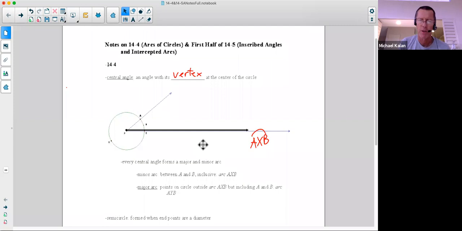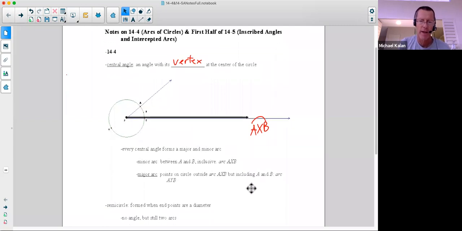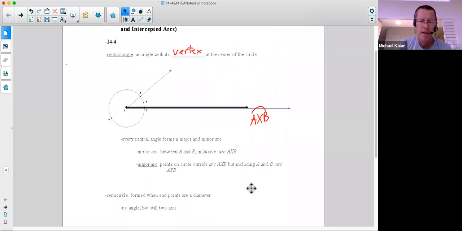So then you're probably saying, well, what if there isn't a major and a minor arc? What if they're the same? What if it's just half the circle? Well, we know that's called a semicircle, which technically is formed when the endpoints are a diameter. There's no angle formed. There's no central angle. Why is there no central angle to form a semicircle? Because an angle can't be 180 degrees, and a diameter is a line. But you still have two arcs. They're just called semicircles in that case.